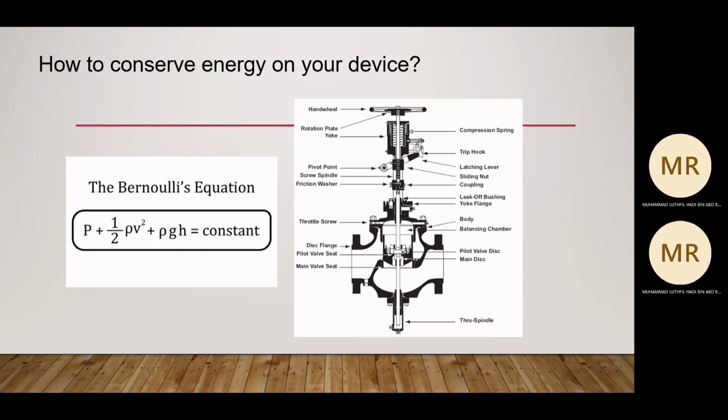So we can see the right diagram. When the compression spring is compressed, the inner pressure of the throttling valve could be higher, so the velocity at the inlet will be slower. But when the compression spring is uncompressed, the outlet velocity will be higher at this side, and then the pressure will be lower.